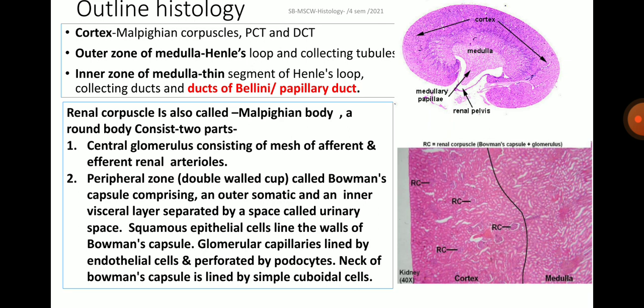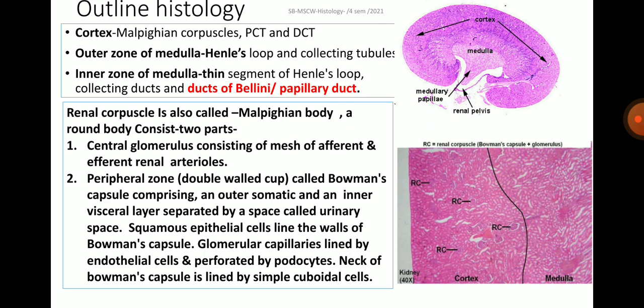Then you can just have a look at this histological structure, which is stained with hematoxylin and eosin differential staining. Here the first diagram will give you the complete view of the cellular arrangement of the kidney and the nephron. The two regions, cortex and medulla, are seen clearly. There are also the region called the renal pelvis and the medullary papillae.